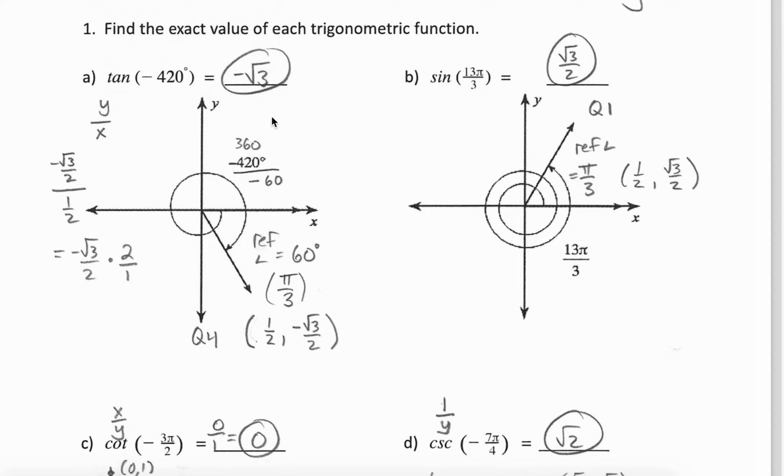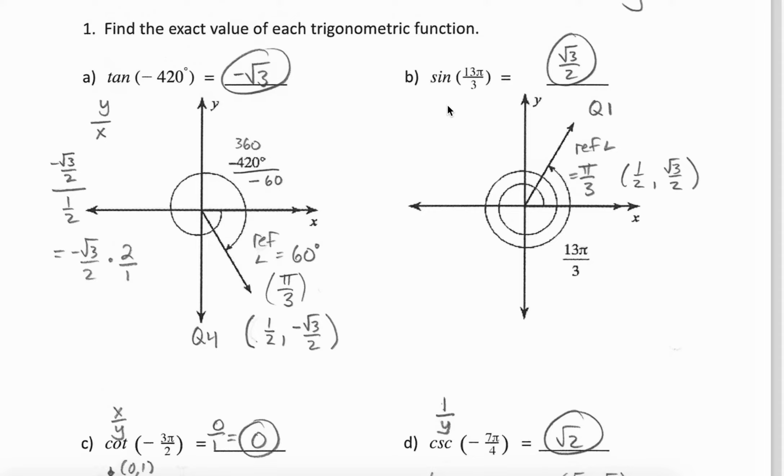You can check this on your calculator. You need to make sure that your calculator is in degree mode if you're plugging a degree value into your trig function. So if you ask your calculator what the tangent of negative 420 is, it will probably give you a decimal. And that decimal should be equivalent to this decimal value right here. So ask your calculator what negative square root of 3 is, and those decimal values should match.